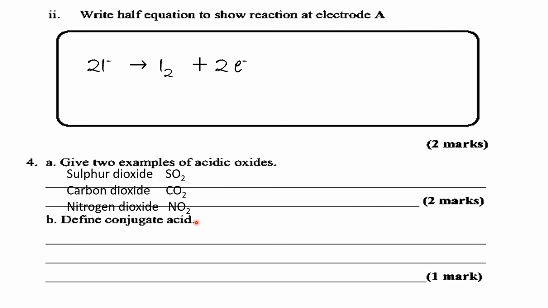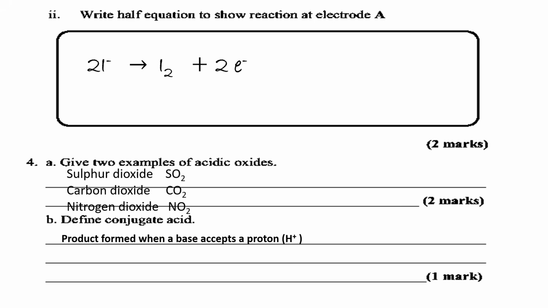Define a conjugate acid. We define a conjugate acid as simply the product formed when a base accepts a proton. Remember that bases are substances that accept protons, which is hydrogen ions. In other words, bases are proton acceptors. So when a base accepts a proton, the resulting product is called a conjugate acid. Take note, conjugate acid. So a simple definition of conjugate acid is the product formed when a base accepts a proton.